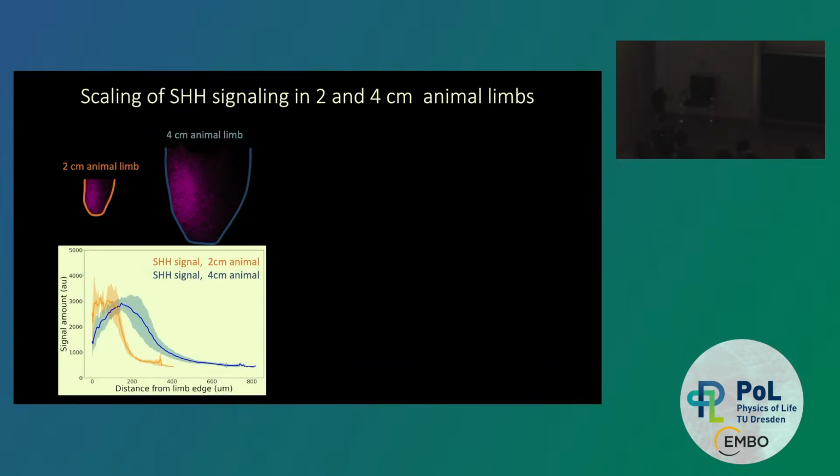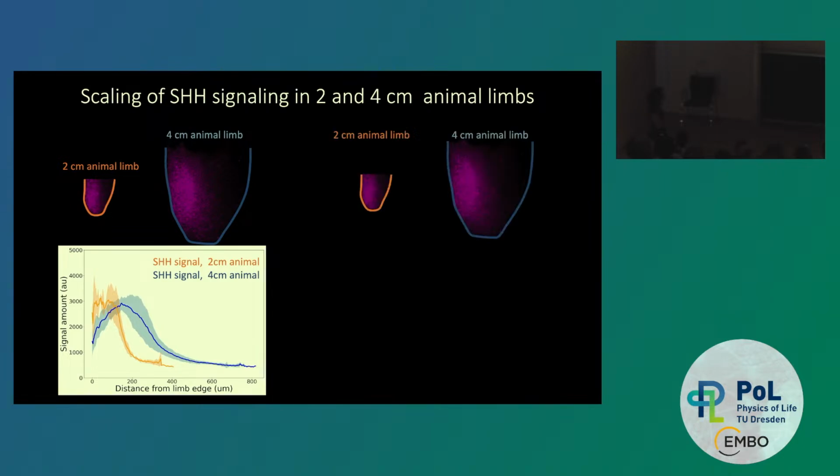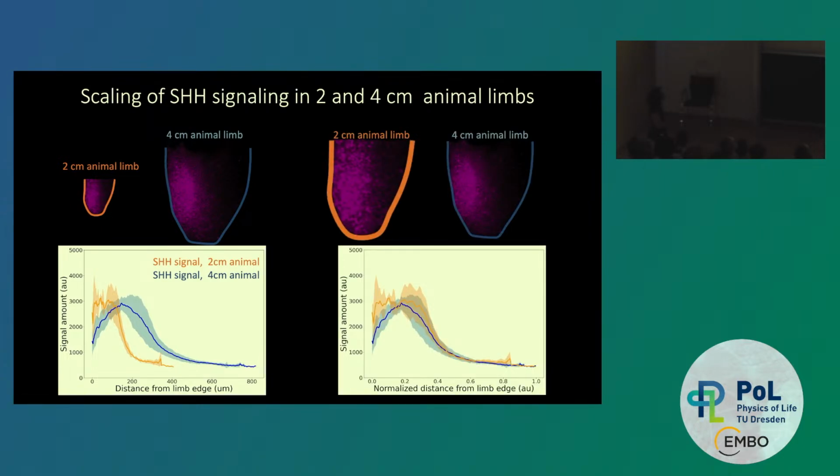So in the size ranges where he does seem to see scaling, he compares, for example, a 2 centimeter and a 4 centimeter size animal. If he just normalizes that data, then he can see a very good correspondence of the data from the 2 and the 4 centimeter normalized data.